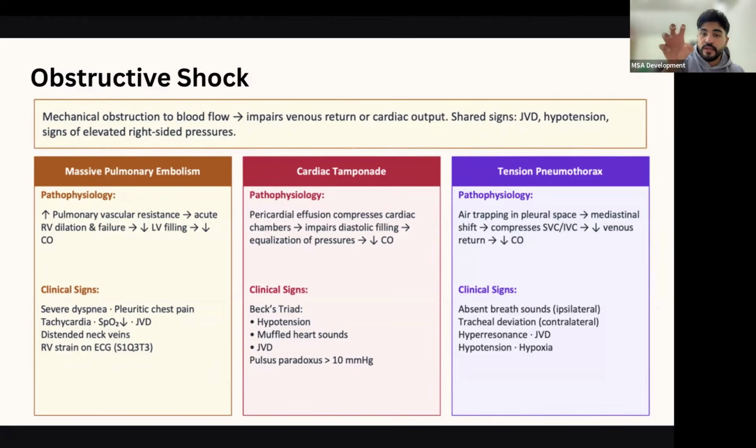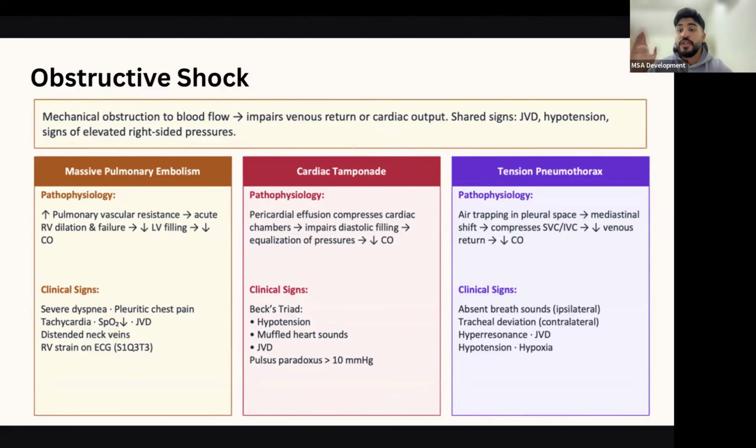Is going to compress the cardiac chambers, impairing diastolic filling. So the heart basically can't pump properly, and it's going to decrease your cardiac output. And you have this thing that we call Beck's triad, which is hypotension, muffled heart sounds, and JVD. And usually you have pulsus paradoxus of more than 10 millimeters of mercury.